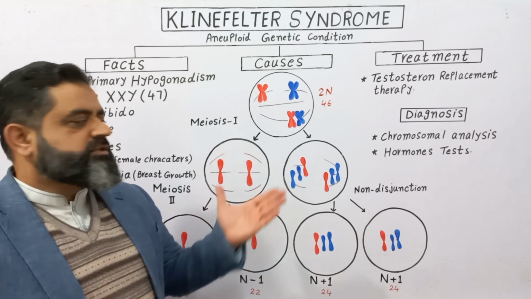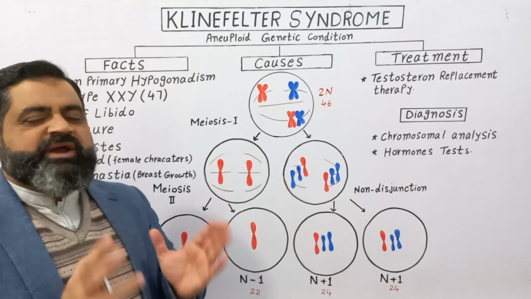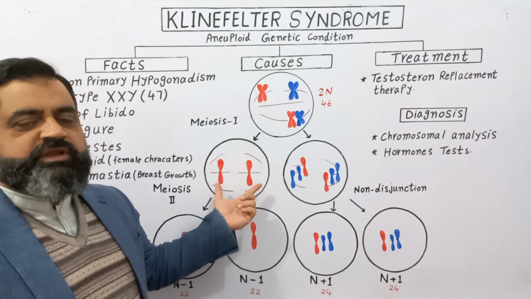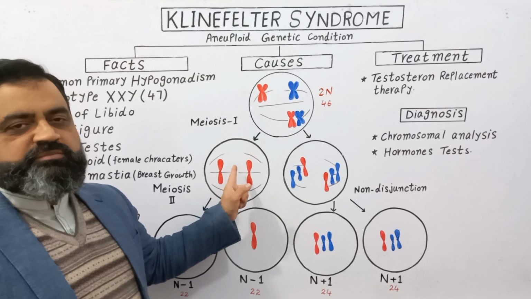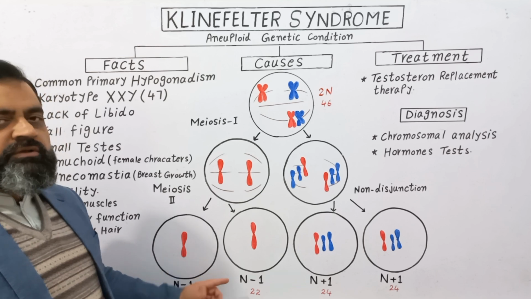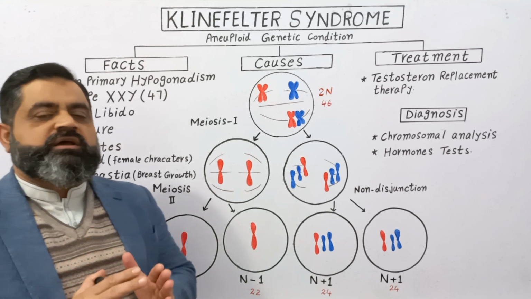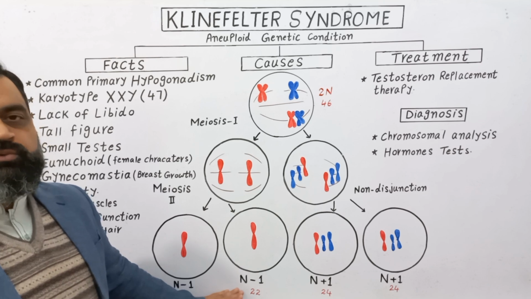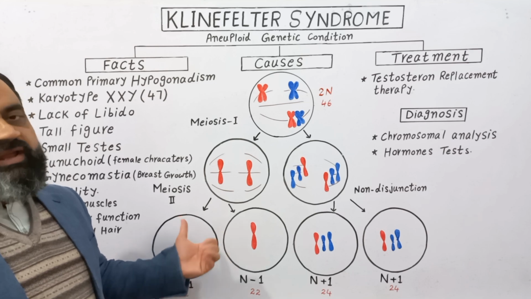Now what will happen? These two cells will undergo meiosis 2. During meiosis 2, the chromatids of these chromosomes get separated from each other. I have shown only one chromosome here. As a result, two more cells are produced which are haploid, but these cells are n-1. It means they are missing one chromosome, and their total number of chromosomes is 22. So these cells are gametes, either sperms or eggs.